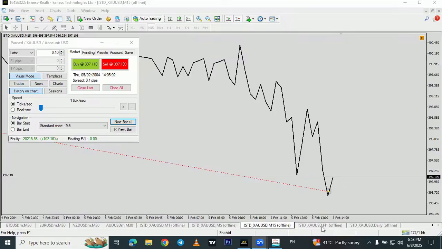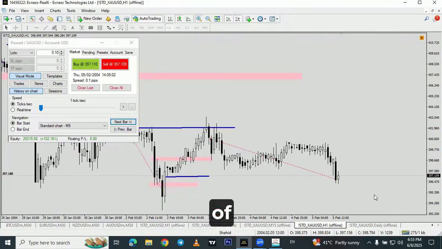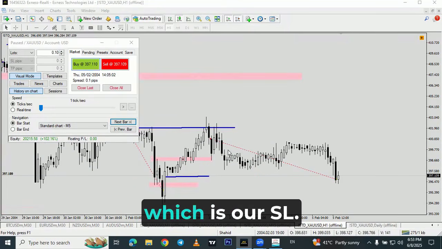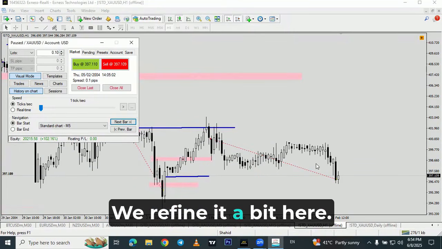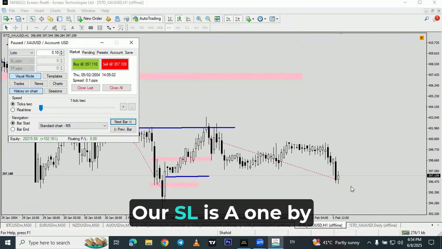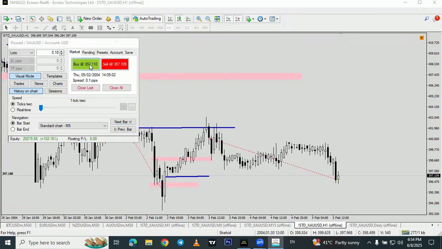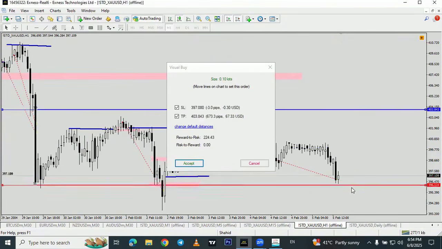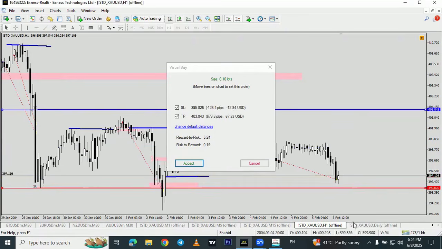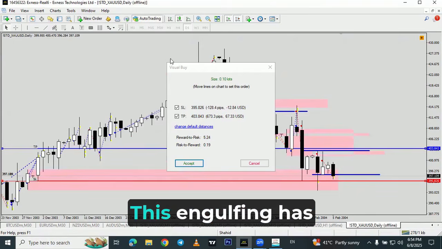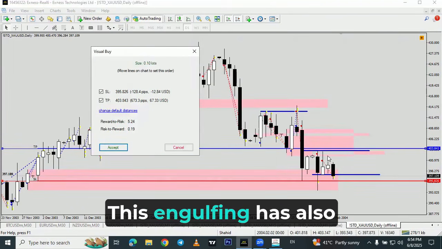If you put it on H1, here the previous candle of the group. Here we take a risk, which is our SL. We refine it a bit here. Where should it be? So let's refine it a bit under this low. And see here what is still remaining. This engulfing has also played out. This engulfing has also played out.